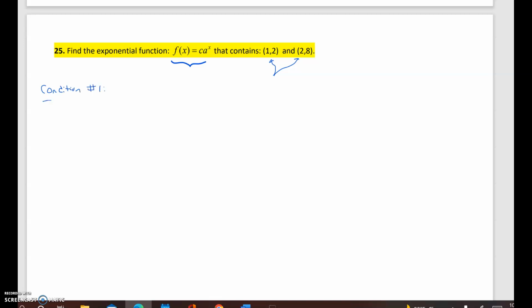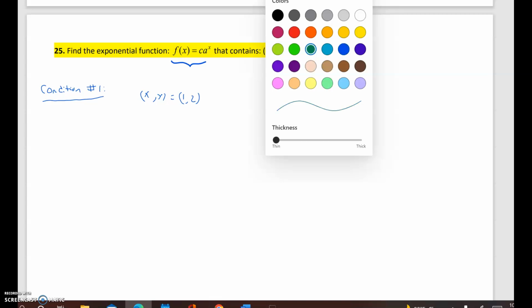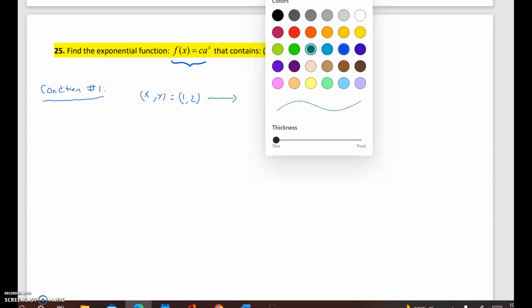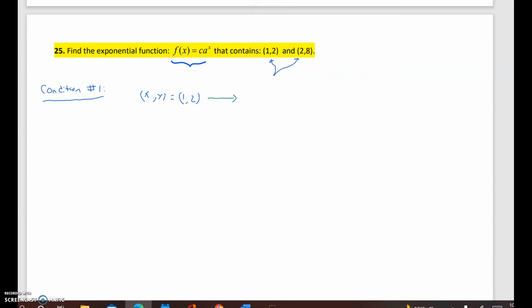number 1. For this condition, you have to have an x and a y that happens to be (1, 2). What we could do here is use the given coordinate points and evaluate them in the function. That means that your y, which is f of x, must be 2. And this is equal to c times a, and your x is equal to 1, so a to the first.